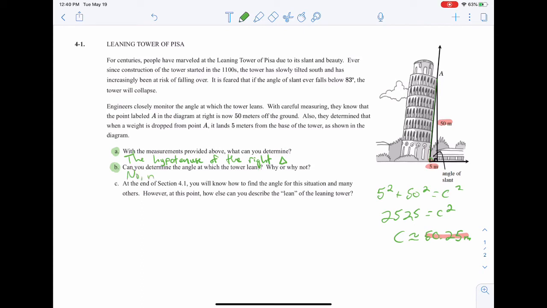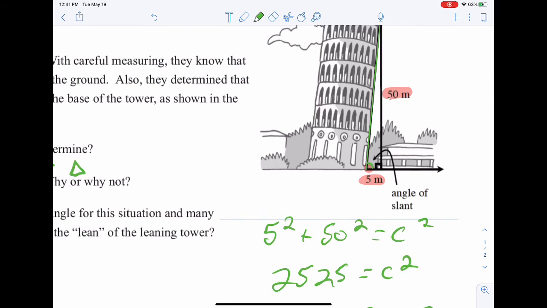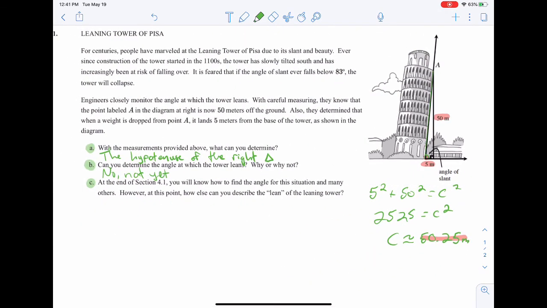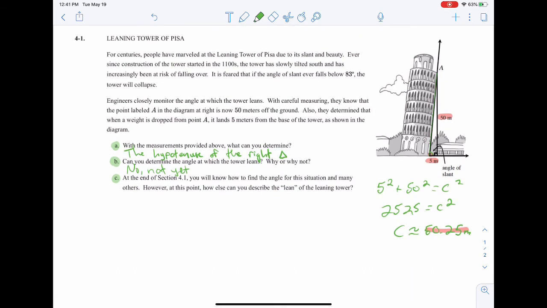But we're going to add not yet, because there is hope. In letter C, they tell you at the end of section 4.1, which is this lesson and the next few lessons, after those, you will know how to find the angle for this situation and many others. Pretty cool. You are going to acquire a new skill in only a few lessons to where you can find this angle only given that information. The end of letter C asks you how else you can describe the lean of the Leaning Tower. Whatever you wrote there is fine, and you are now ready to watch the next video in this lesson. Good luck.